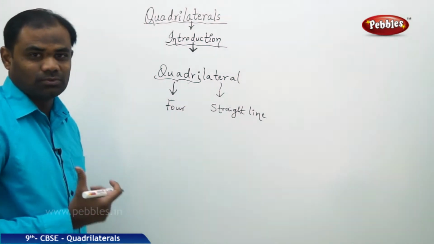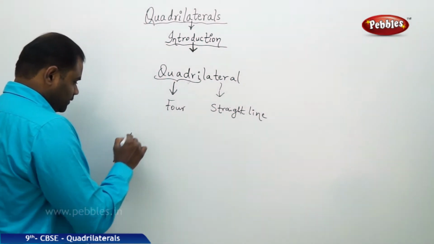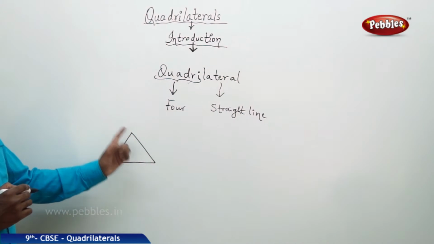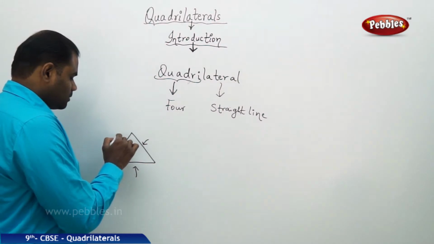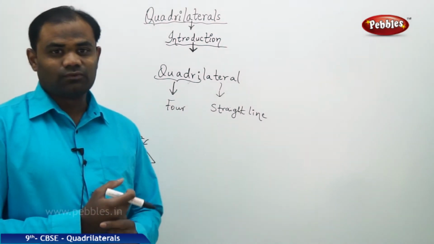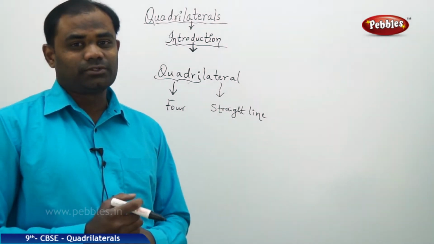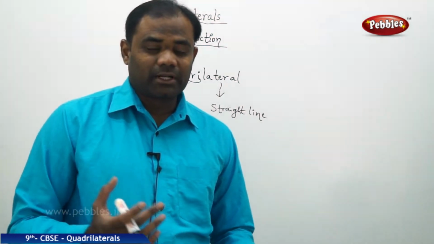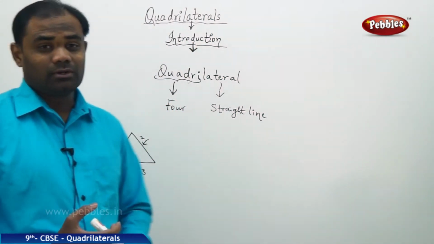Let's get back to the recap of a triangle. As we have seen, a triangle has three straight lines which are angular, and the line number 1, the line number 2, and the line number 3 join together to form a shape called a triangle. Similarly, four straight lines join together to form a closed figure in a similar manner, called a quadrilateral.